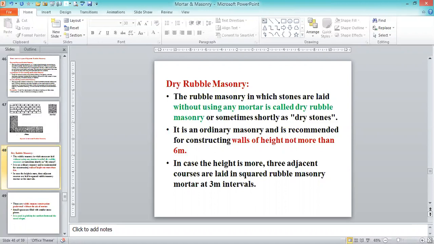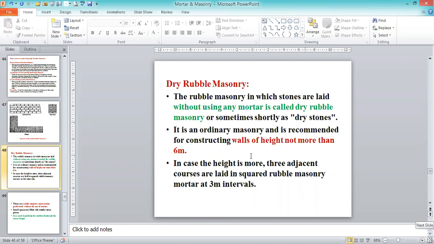It is an ordinary masonry and is recommended for constructing walls of height not more than 6 meters. We build only very low heights. Particularly, we can see this type of dry rubble masonry used for canal abutments and canal lining works. Here, the characteristic is that mortar is not used. We place the stones, and to make sure that no silting occurs in the canals, side slopes are provided.